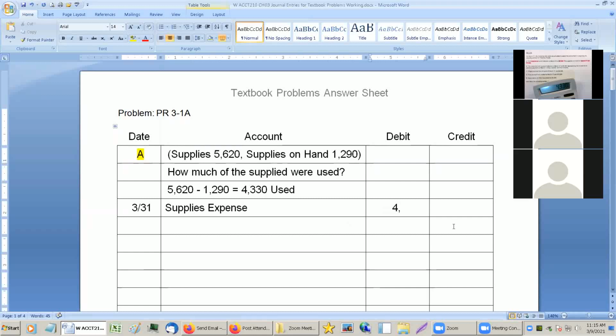For what's going to go on the other side? So we got the debit. So what's going to be the credit here? Well, let's think. Is it cash? Do you send any cash out? Nope. Now, we spent cash for the supplies. You know, these supplies we probably spent cash, or maybe we did on credit. But what is it going to come out of?